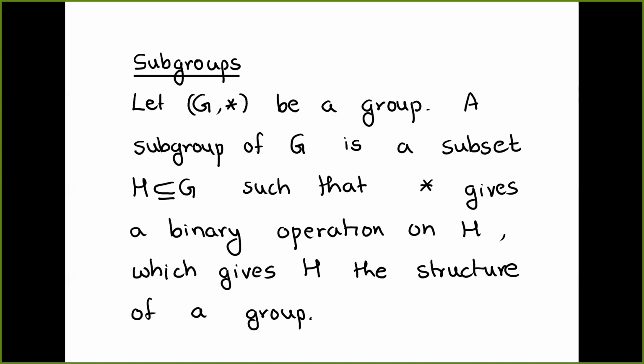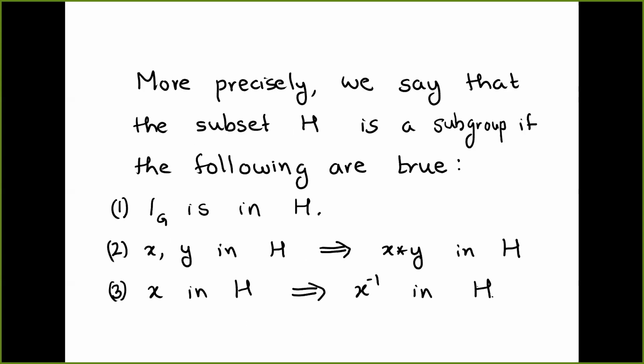Like, for example, if I take G to be Z and H to be the collection of positive integers, then addition, which is the group operation of Z, also gives me a binary operation on the set of positive integers, but the set of positive integers is not a group under addition, right? So more needs to be checked. So let's make that precise. More precisely, we can say that a subset H is a subgroup if the following things are true.